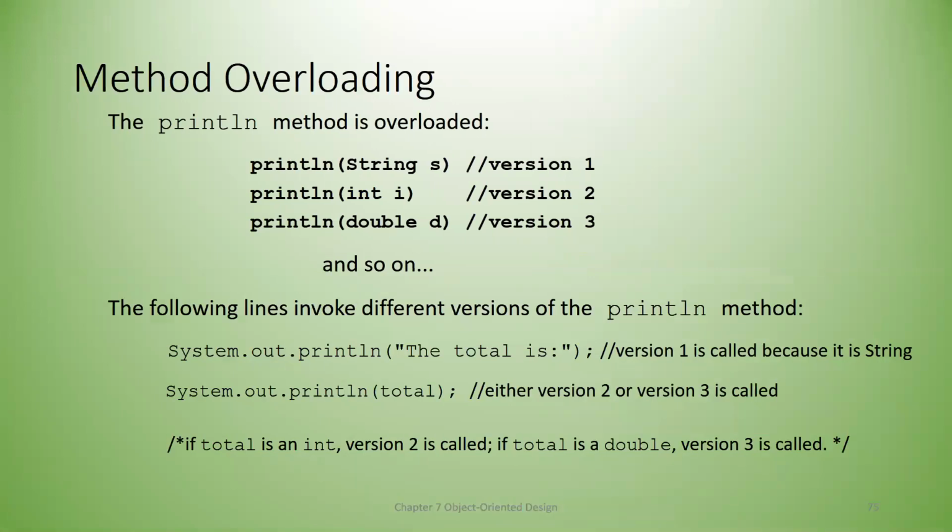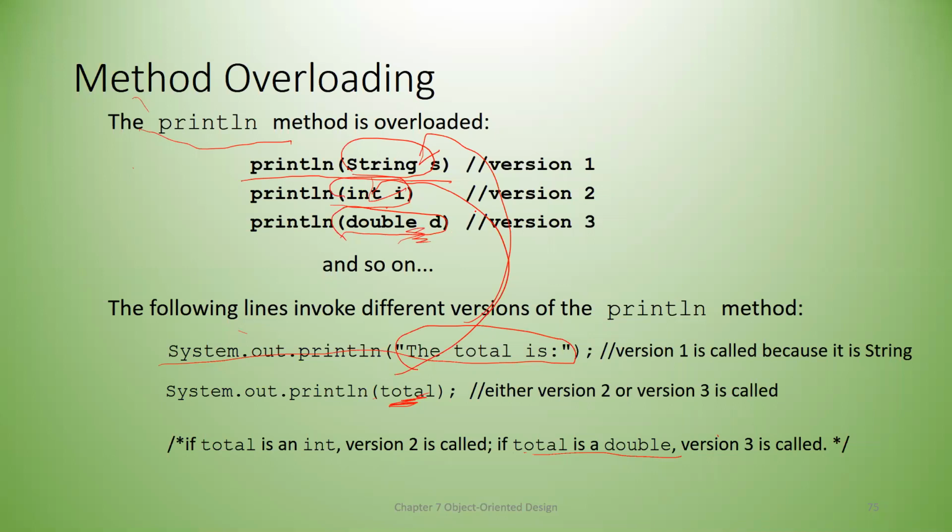Okay, the print line method is already overloaded. Look at this. This is accepting a string. This is accepting an int. This is accepting a double. So that's the overloaded print line method. When you do this, this is a string, right? It goes to this one. When you do this, this is an int. It matches this one, an int or a double. If total is an int, it will go to this one. If total is a double, it will go to this one.